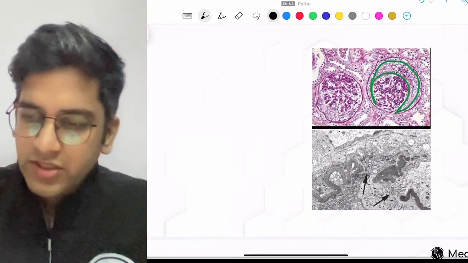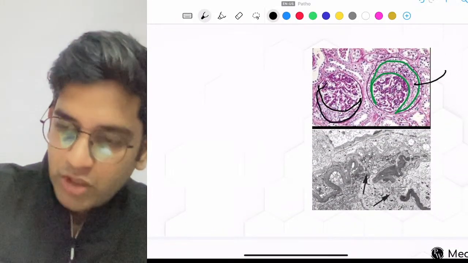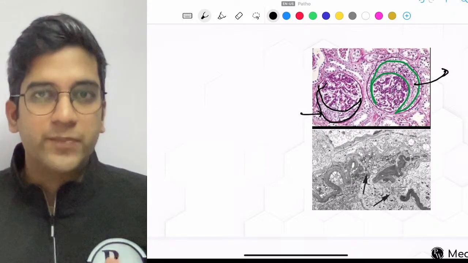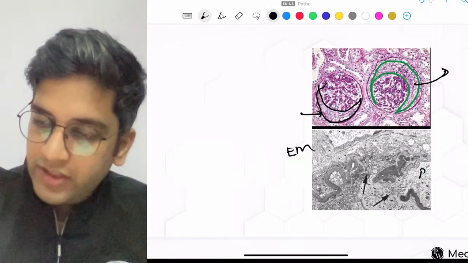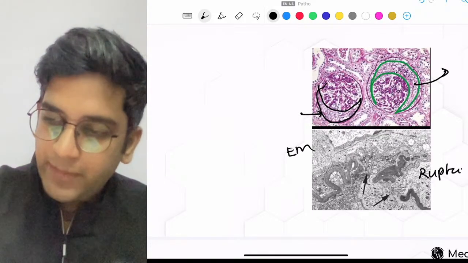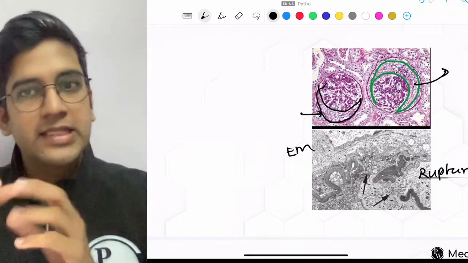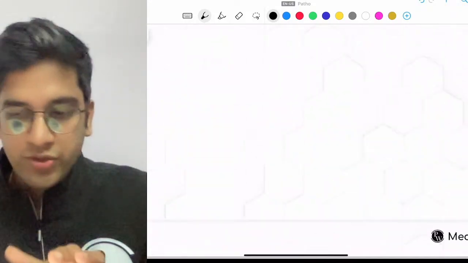I hope I have the images. Yeah, there's an image from Robbins. You have a crescent here. You have one crescent on the top and one crescent on the bottom. So the crescent is just going to compress and destroy it. And this is the electron microscopic finding of RPGN, the rupture of the membrane. The rupture of the capillary is where everything started, results in formation of the crescent, which compresses and causes RPGN. Fine. So first you write the pathogenesis.